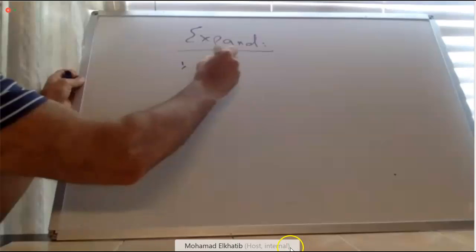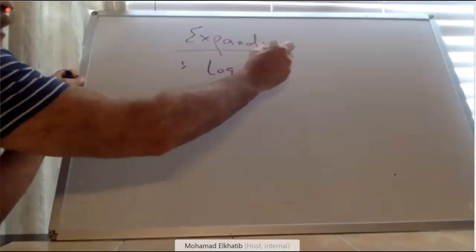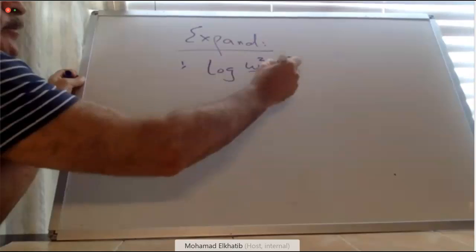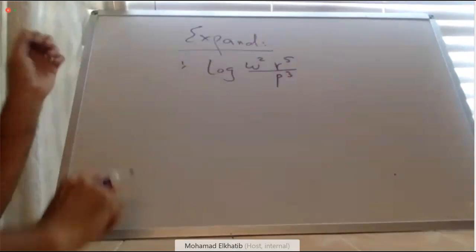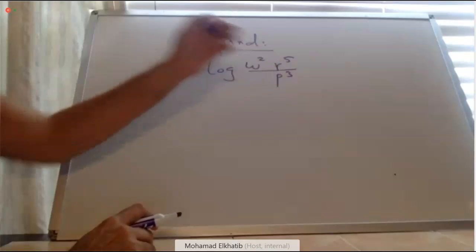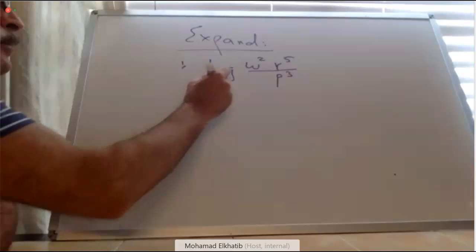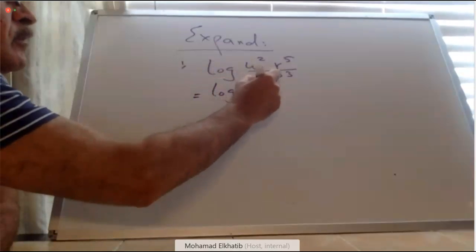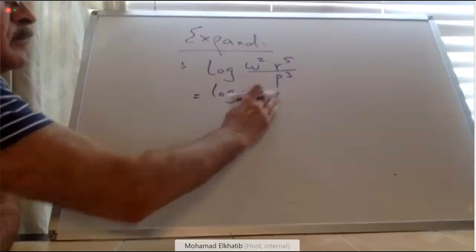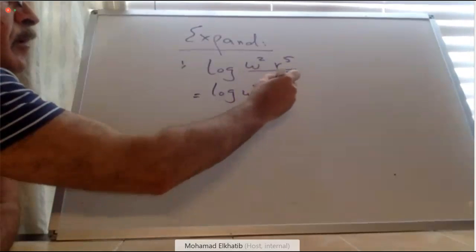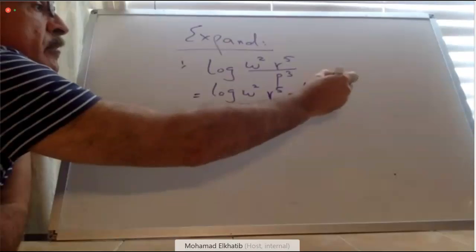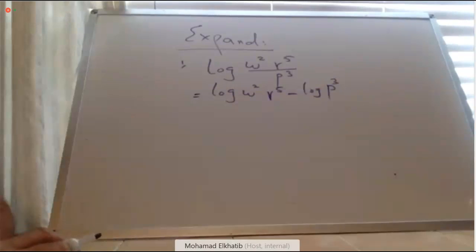Number 1, log of w squared r to the 5th over p to the 3rd. I'm not going to put the base because they work for any base. So whenever you have a quotient, a division, you never use property 1 first. You use the one with the quotient. Quotient takes priority over the first rule. So according to property 2 it would be log the numerator minus log the denominator. Okay? That's what property 2 says.